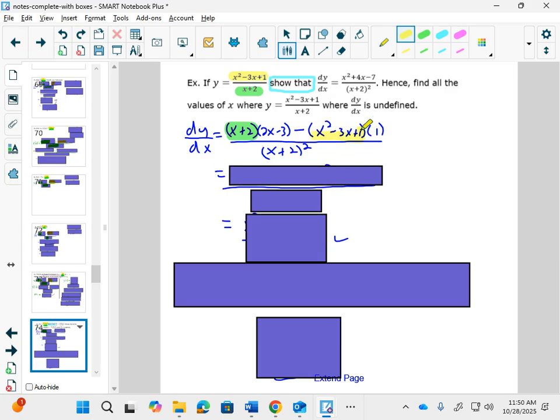Subtract. Keep the top the same. So here's the top. Keep that the same. Multiply by the derivative of the bottom. Well, the derivative of x is 1. The derivative of 2 is 0. 1 plus 0, that's just 1. Over the bottom squared.